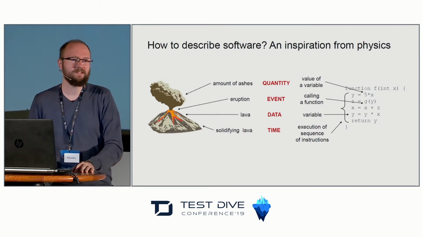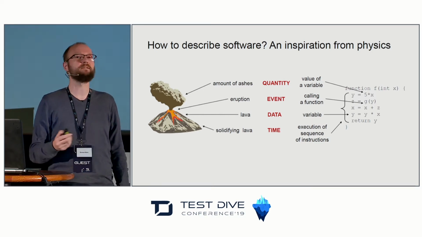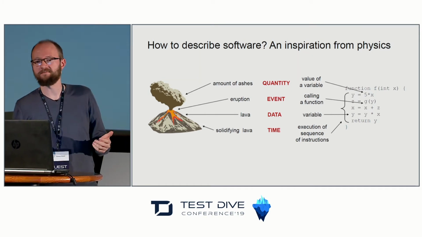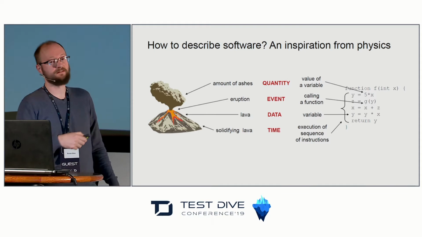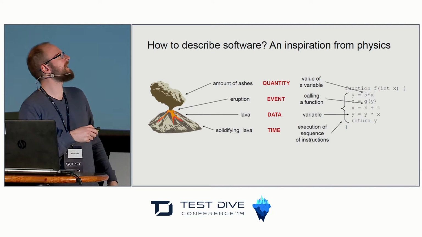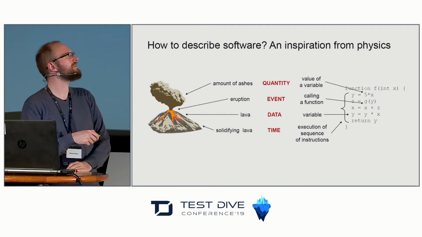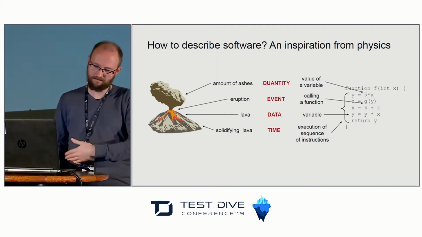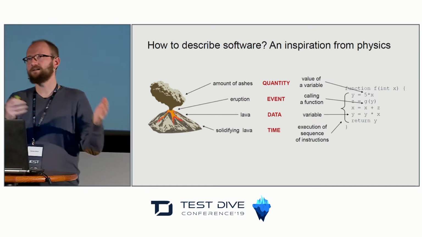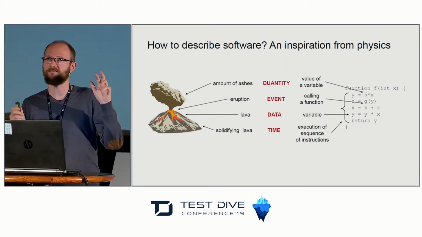So when we imagine this simple example of a volcano, we can describe this phenomenon in terms of some quantities. So we have a lot of ashes, for example. In terms of some events, something happens, there's this eruption. In terms of data, there is some matter, for example, this lava. And there is some time aspect. This whole process goes in time, so this lava solidifies, for example. And we can notice that we can use these four simple, let's say, dimensions of reality.